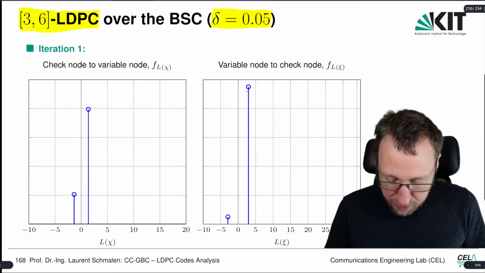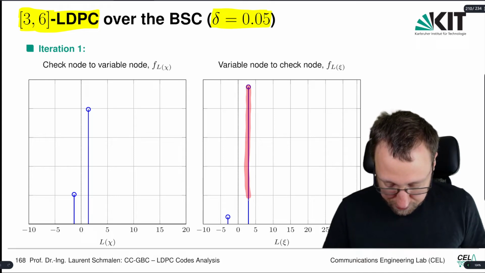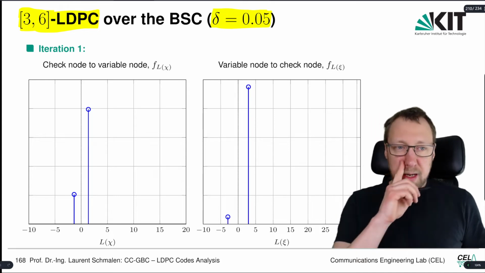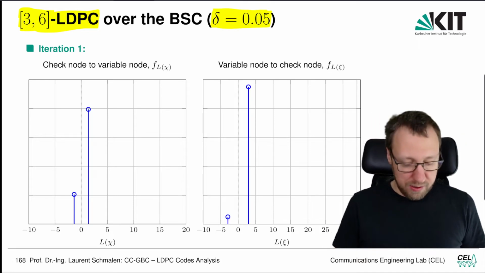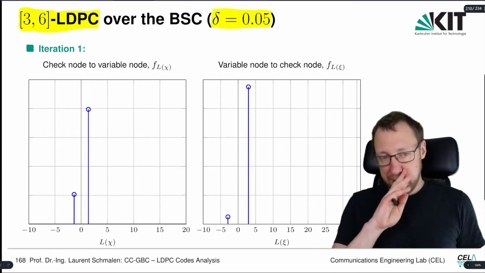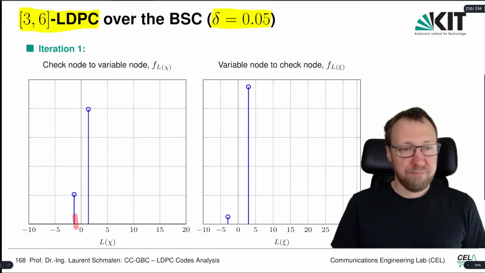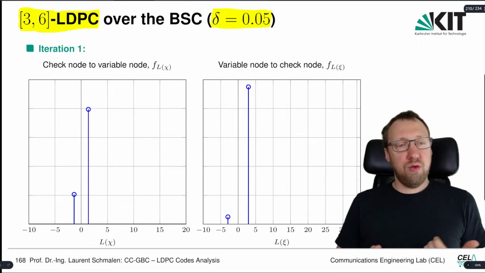So the variable nodes to check node, they just send the channel messages, this one and this one. The check to variable node messages, they transform these using the hyperbolic tangent operation and so on. And you also get two Diracs out. Why do you get two Diracs out?